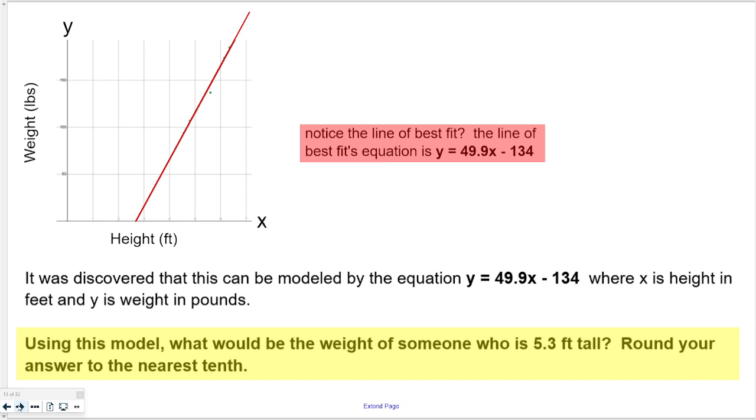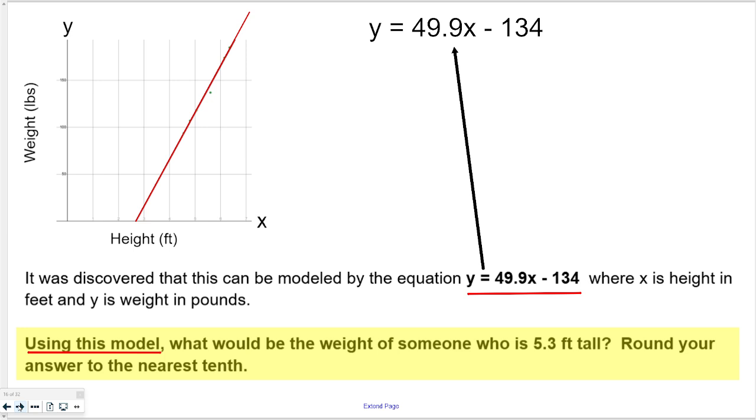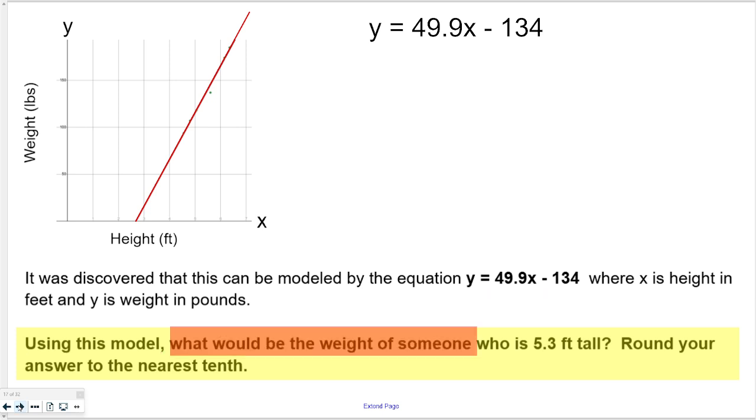Now, using this model, what would the weight of someone be who is 5.3 feet tall? Well, using the model is referring to the equation. So somewhere on your notes, let's write that equation in there. And then let's look at the information they gave us. They said, what would the weight be of someone? Look at your scatter plot, or you can go up to the table a little bit higher. I noticed that the y-axis is weight. So that means in my equation, the model, that y has to represent the weight.